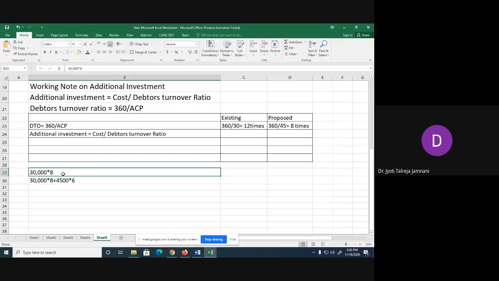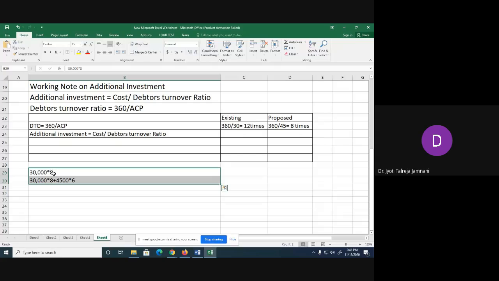So this will be for existing 30,000 into 8, which includes variable cost as well as fixed cost. This 8 rupees includes 6 rupees variable cost and 2 rupees fixed cost. In the case of new, 30,000 into 8, which was there already existing, plus the new sales that have happened, 4,500 units into only the variable cost, that is 6 rupees. Because of new sales, your fixed cost didn't increase, fixed cost remains fixed. So this is another way to do it.